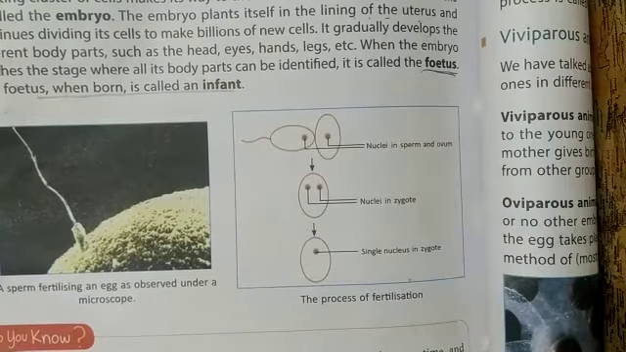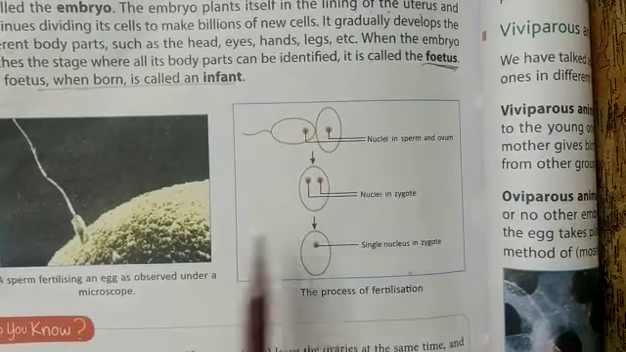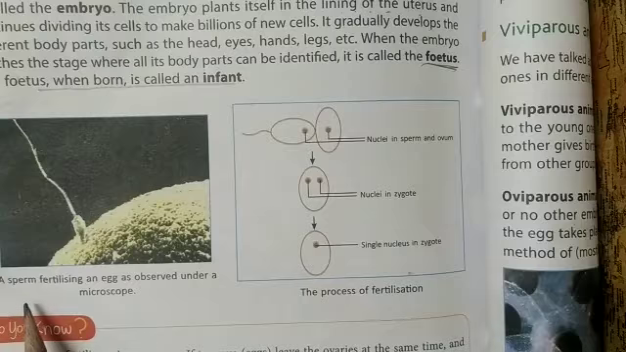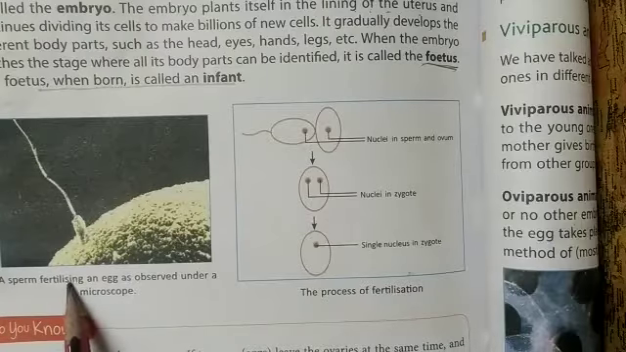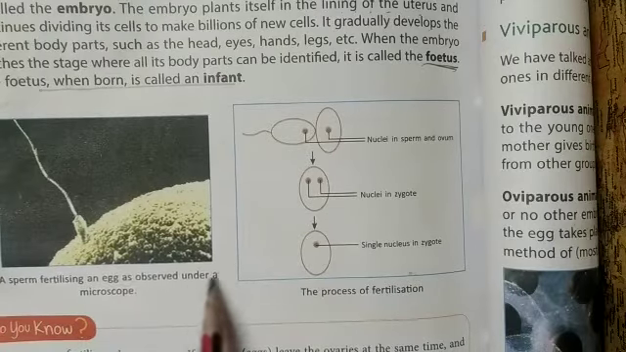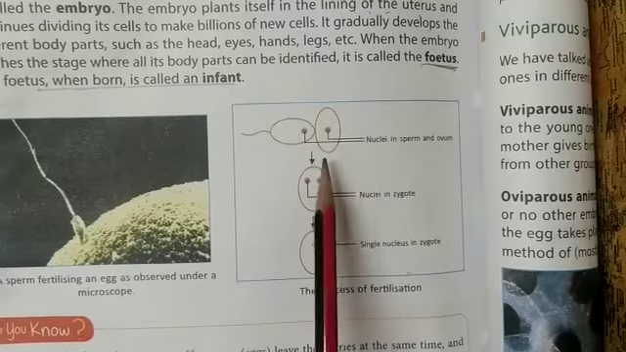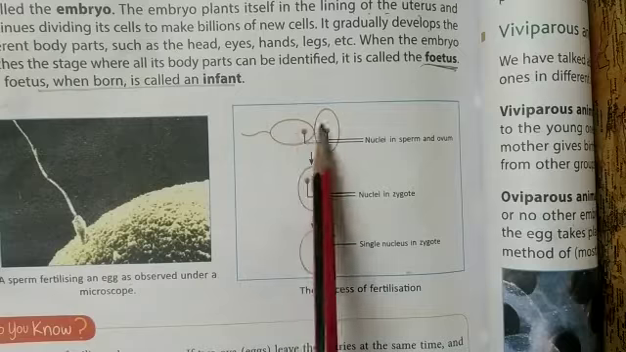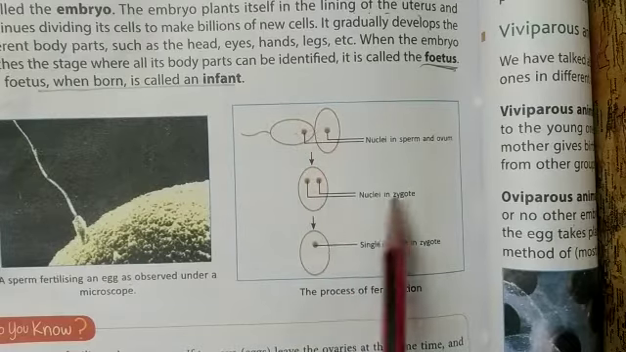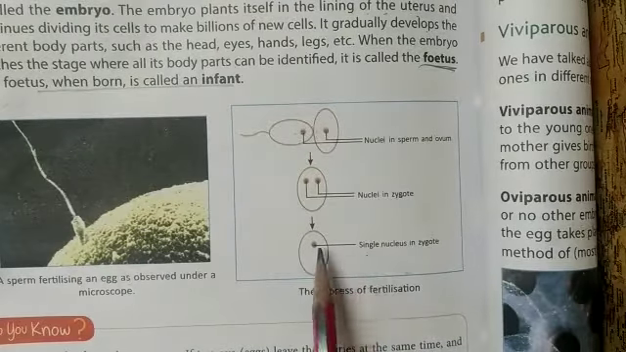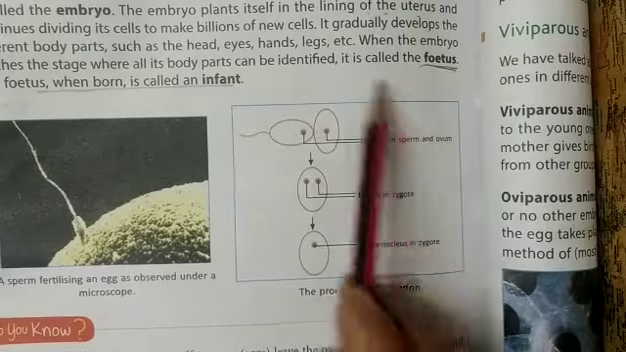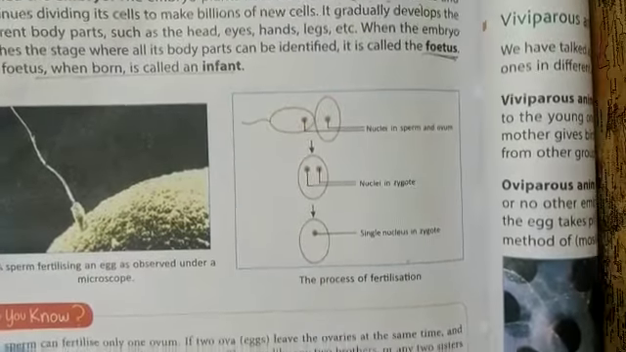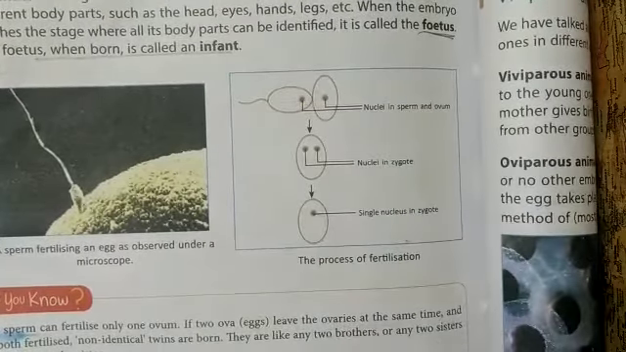Okay? So you can get more clarity with the help of the picture. It is given in your book. A sperm fertilizing an egg as observed under the microscope. You can see nuclei in the sperm and the ovum. When they combine, the zygote will form, with a single nucleus in the zygote. This is the process of fertilization.